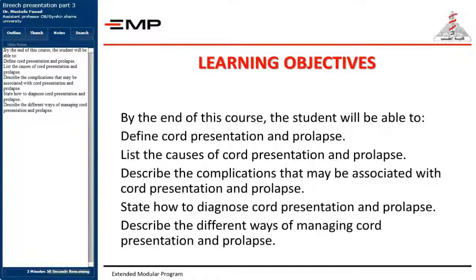In the next slides we are going to discuss a rare emergency, which is cord prolapse. By the end of this course, the student will be able to define cord presentation and prolapse, list the causes of cord presentation and prolapse, describe the complications that may be associated with cord presentation and prolapse, state how to diagnose cord presentation and prolapse, and describe the different ways of managing cord presentation and prolapse.